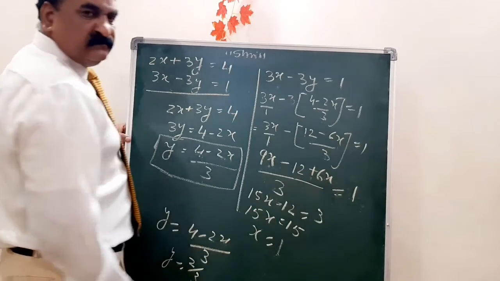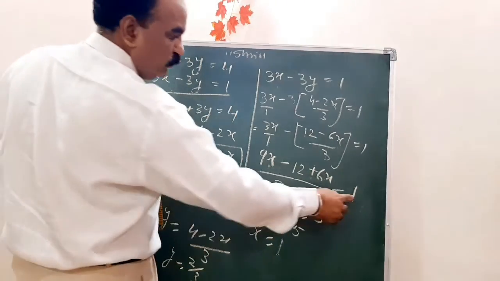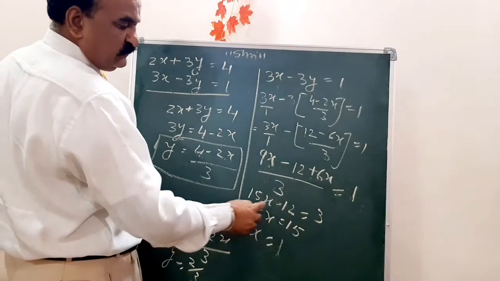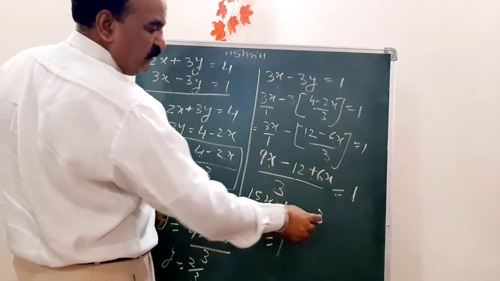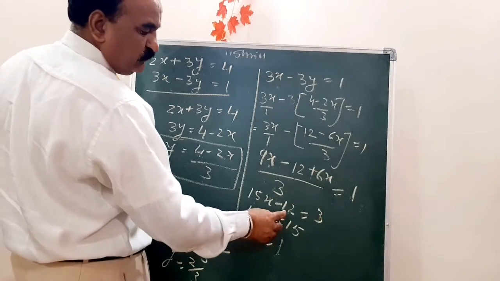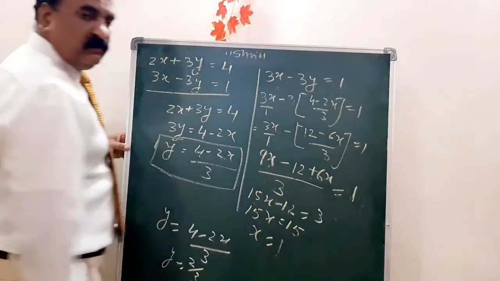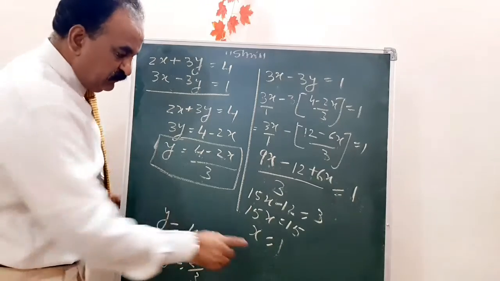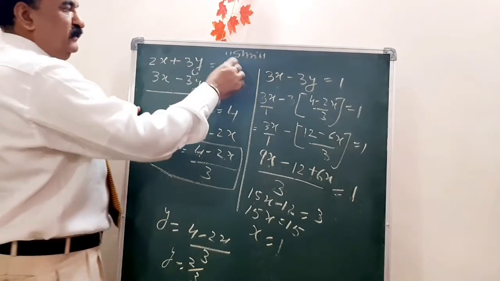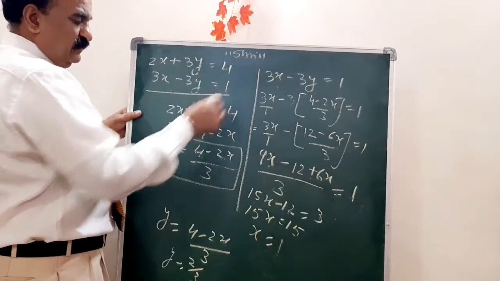9x plus 6x means 15x. 3 into 1 means 3. So 15x minus 12 equal to 3. So 15x equal to, transfer minus 12 this side. So 15x equal to 15, x equal to 1. If x equal to 1, you can put it anywhere, here, here or direct here.